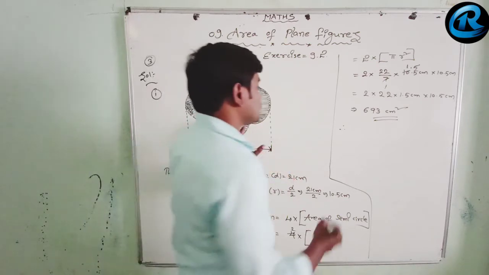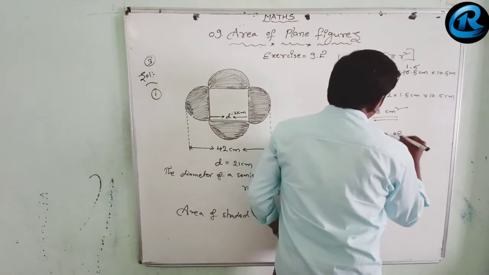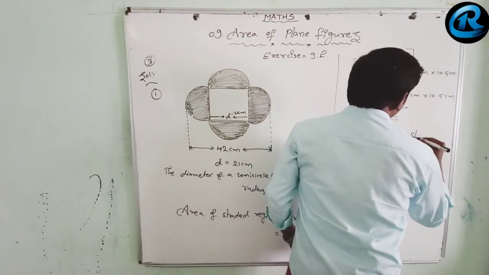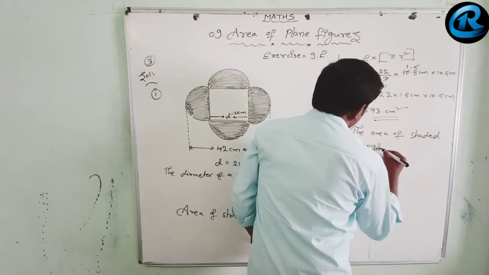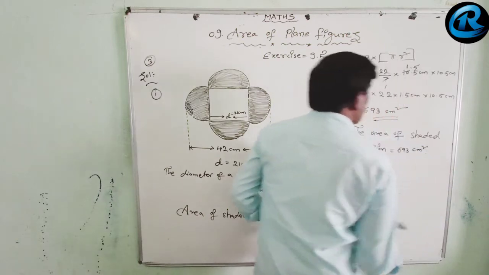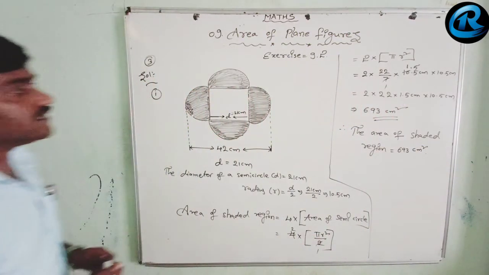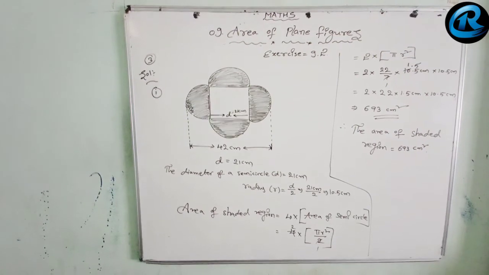Okay, then let us write the area of shaded region. The area of shaded region is equal to 693 centimeter square or square centimeters. So look at this. Now we go for the next question also.